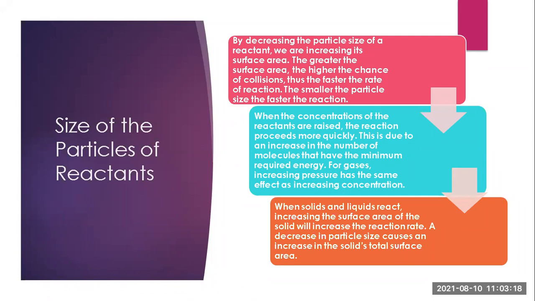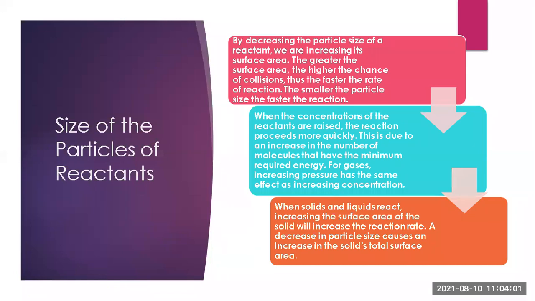Now this point tells us that if, for example, one substance is present and you keep it whole in one place, and the same substance you make into small-size particles, and you react both with another solution or liquid, what happens? By decreasing the particle size of the reactant, the surface area increases. That means the substance having small particles will react faster.